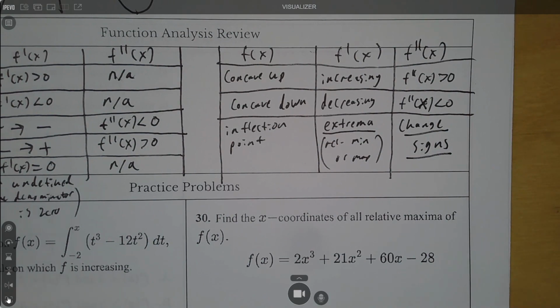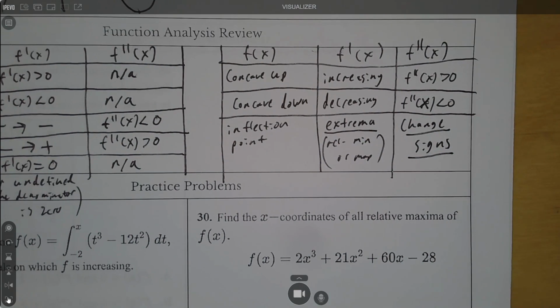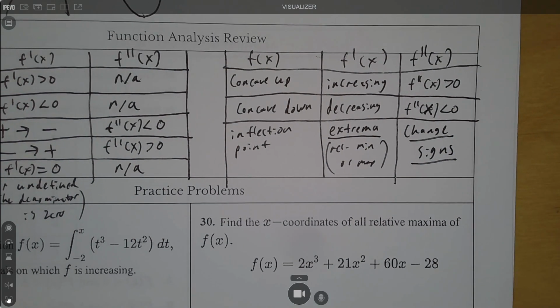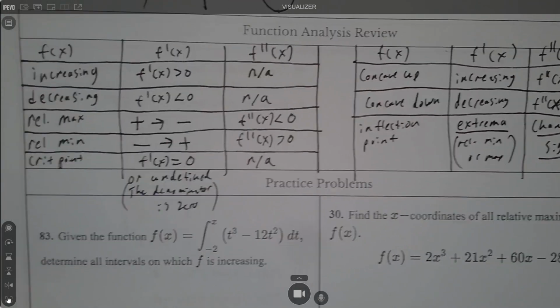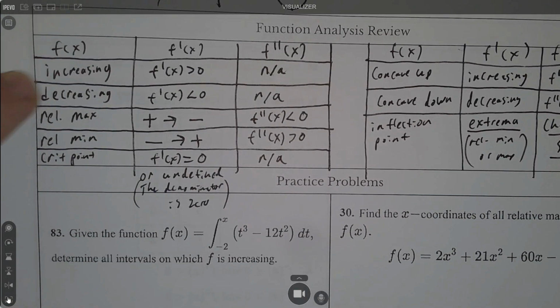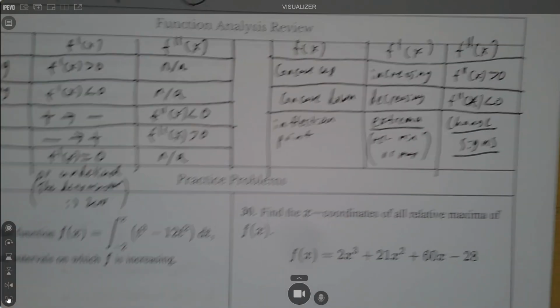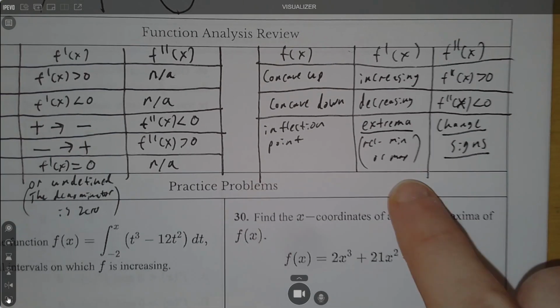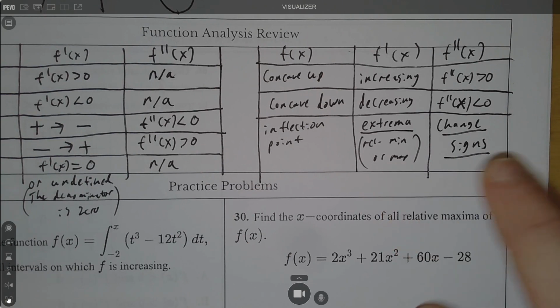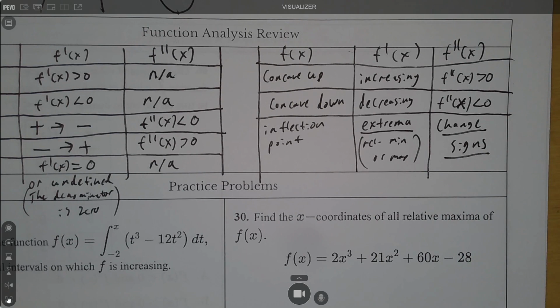So when you think about your readiness for the AP test, can you tell me this from scratch? If I say that the function is increasing, can you tell me the derivative must be positive? If I say it's an inflection point, do you know that it's an extrema in the first derivative, and that the second derivative must be changing signs? And then do you know how to apply that? That is what the AP test asks of you.